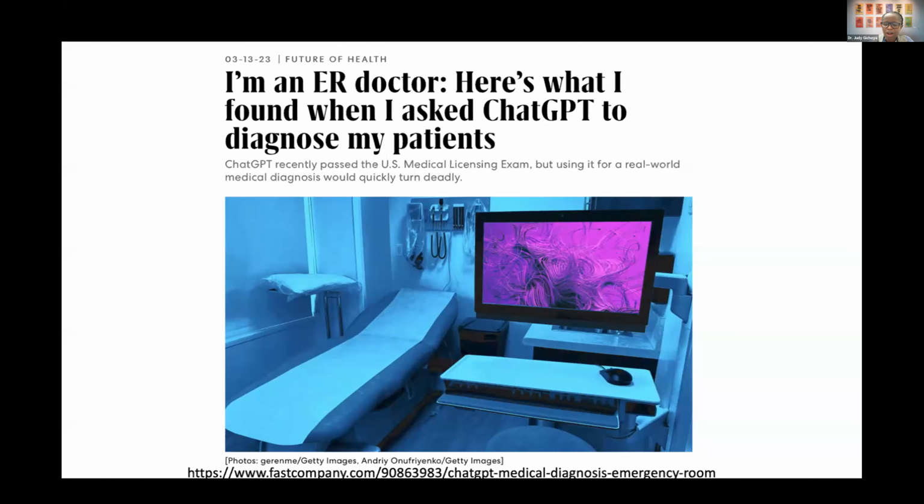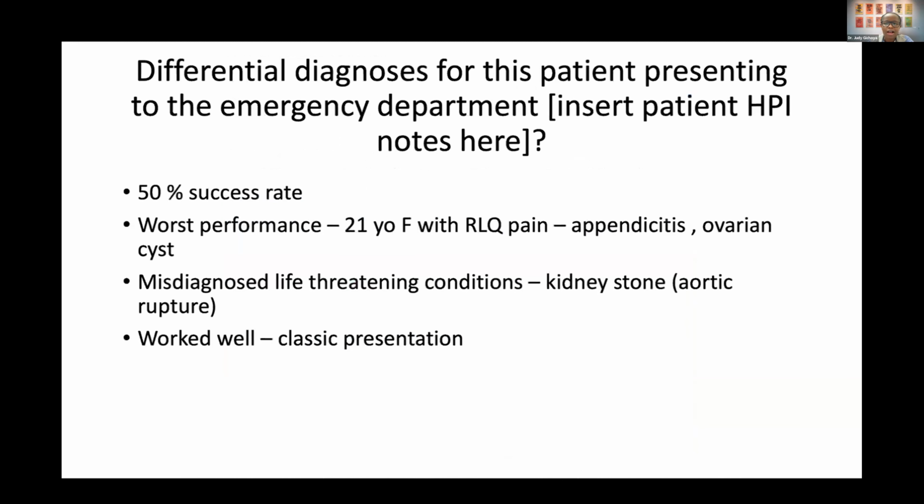The reason I showed this work is that this is an example that was done by an ear doc who was trying to see how you can use, for example, ChatGPT to diagnose patients, putting in 40 of their cases. They saw that some of the worst performance was for a 21-year-old female with right lower quadrant pain, where there was no ectopic pregnancy. And what it worked well for, not surprisingly, was classic presentation. And so the perceptions, or wherever the data or wherever sentiment or averaging that we get, is really what is going to be moved forward.